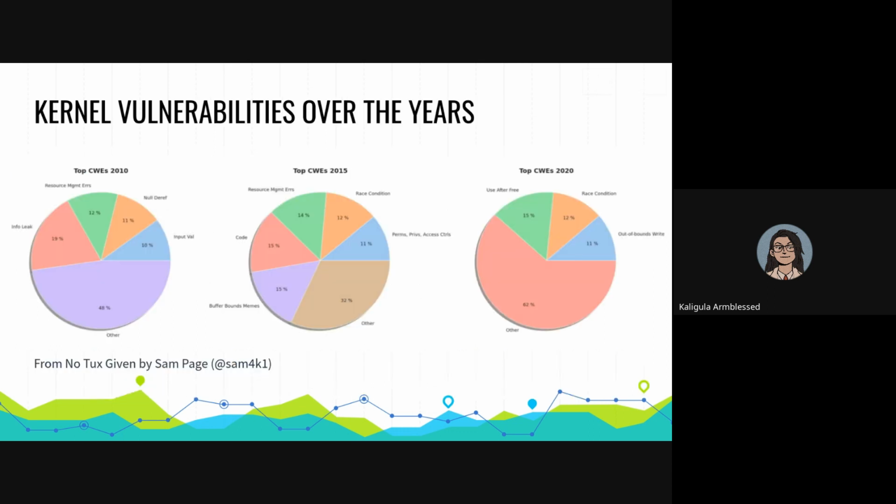So kernel vulnerabilities across the years. For example, in the past, we saw a lot of stuff like buffer overflows and whatnot. But now we're seeing fewer buffer overflows and we're trending towards different kinds of bugs. The common ones that we usually see are use after frees, race conditions, out of bounds writes, and also refcount errors.